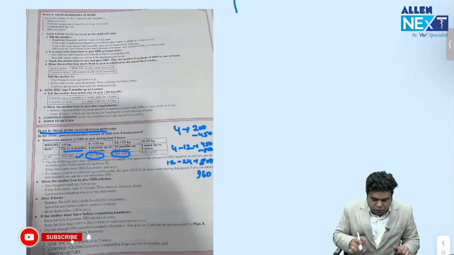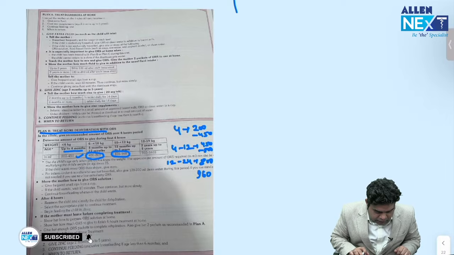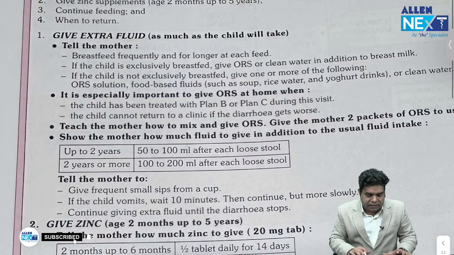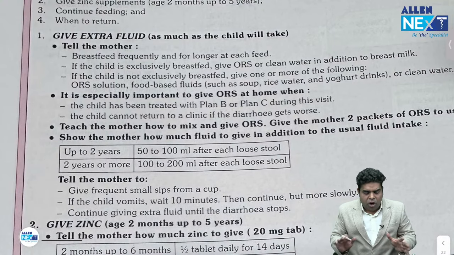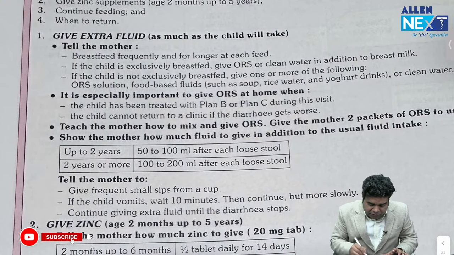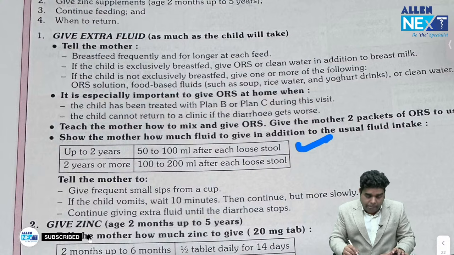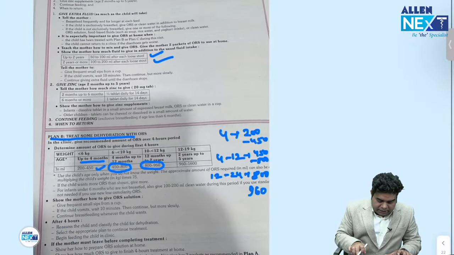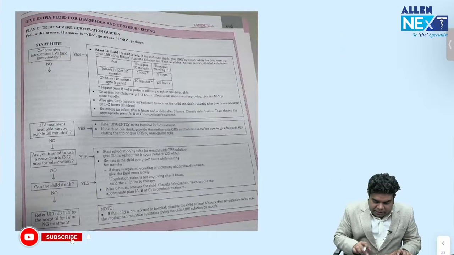Now, let's also go through this Plan A. Plan A is simple. Plan A means there is a normal thing, nothing to worry. We give 50 to 100 ml after each stool if the age is up to 2 years. If it is more than 2 years, 100 to 200 ml after each stool. Now, let's see category C also, Plan C also.